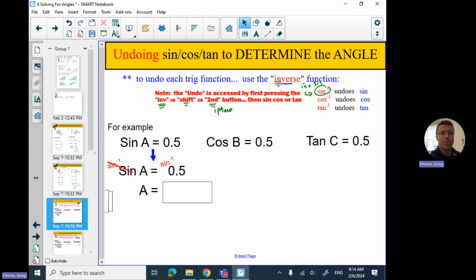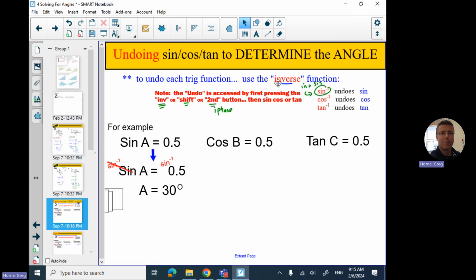Sine inverse of 0.5. So we're going to do second sine or shift and sine or whatever, right? So for me, second sine and then 0.5 equals, or if your calculator is the other way around, you'd hit 0.5 and then hit second sine and it would do sine inverse of 0.5. Okay, and the calculator spits out an answer of 30 degrees.